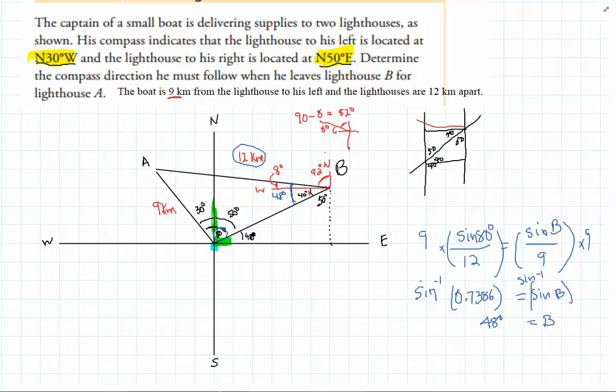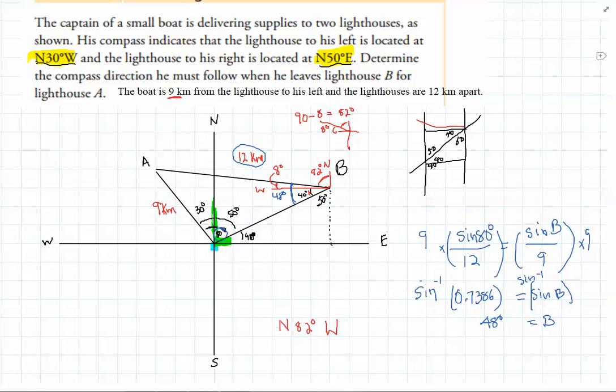So what must he follow when he leaves B to go to lighthouse A? He's going to have to go from north 82 degrees to the west. That will be his angle. You'll want to spend a bit of time with those directions because they're challenging, these direction questions.